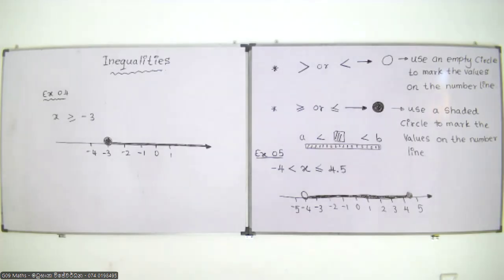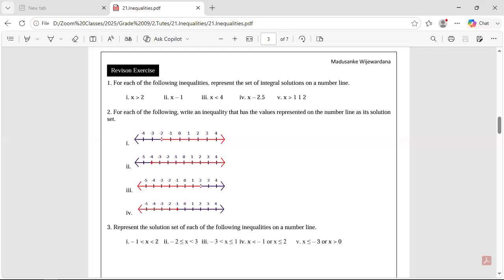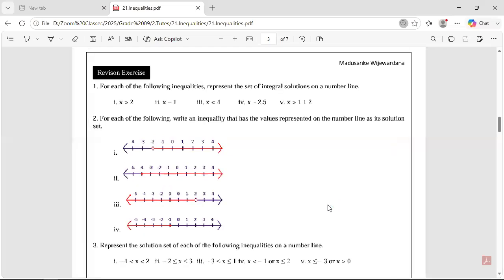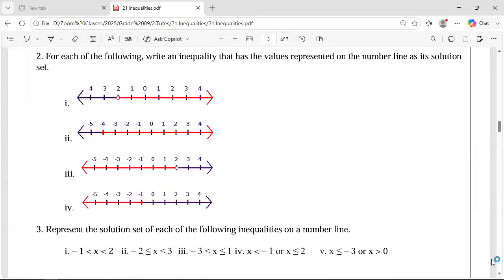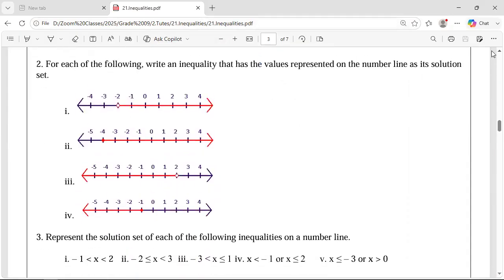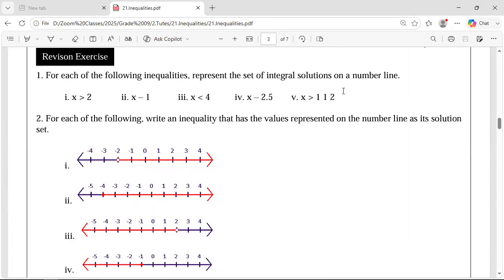I will share the screen. Screen is shared. So hope you can see this. Hope you can see this one. Right? Now you know how to mark these inequalities on the number line when it is given. You know how to mark these things in an inequality. Right? So on a number line.